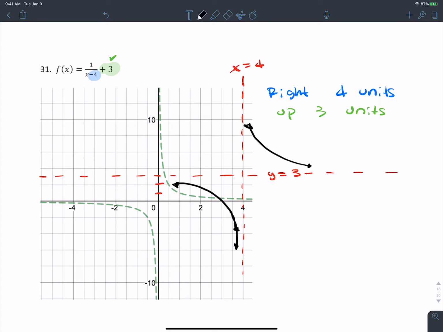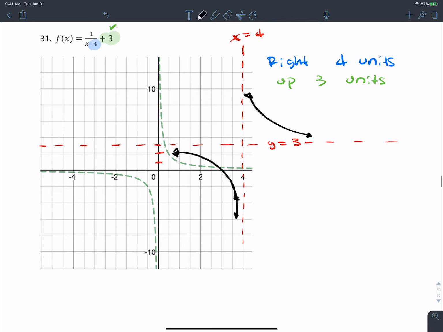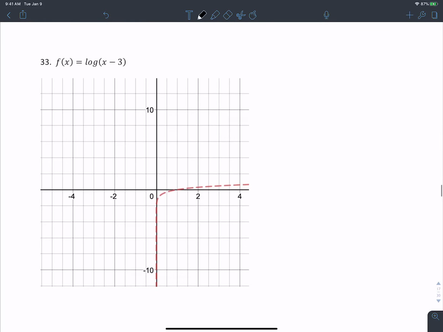So that's all it is. It's just a sketch. Now we get a nice log function. And for a log function, you actually never cross the y-axis here. Okay, there's the y-axis. Here's your x-axis.